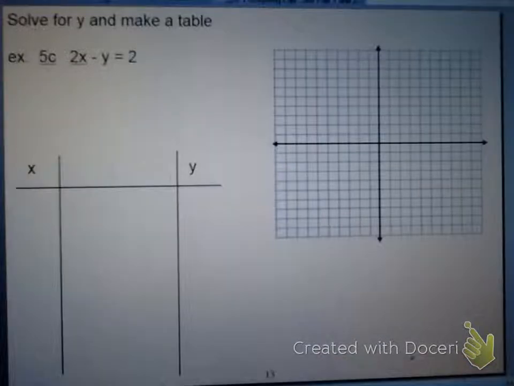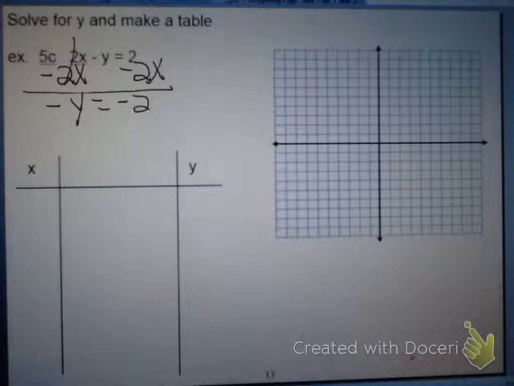Example 5C, we're going to make a table, but before we make a table, we have to solve for y. So we're going to subtract 2x on both sides. So that's negative y is equal to negative 2x plus 2. Now remember, we have to solve for y. We need y to be a positive 1. That's a negative 1 right there. So we can divide everything by a negative 1.